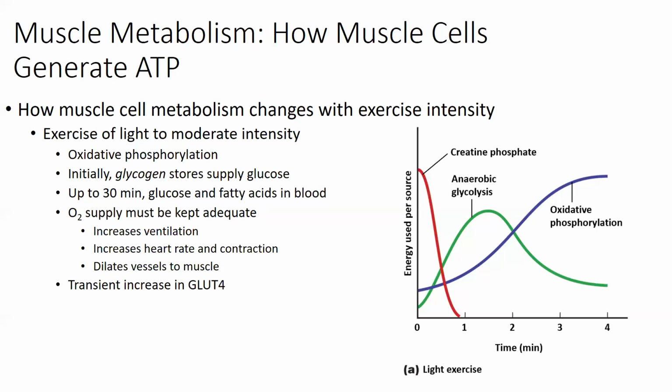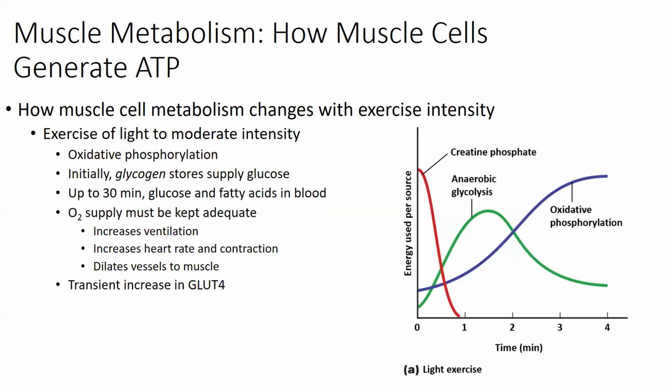This is going to increase your ventilation, increase your heart rate, your rate of muscle contraction, as well as dilate some of the blood vessels that are going to those muscles. And we're also going to increase GLUT4. Now, what is GLUT4? GLUT4 is a transporter that sits in the membrane of muscle, and it allows the movement of glucose from the blood into the muscle fiber. Because you want to start using some of that glucose, you're going to increase the position of GLUT4 on the sarcolemma, or the muscle membrane.